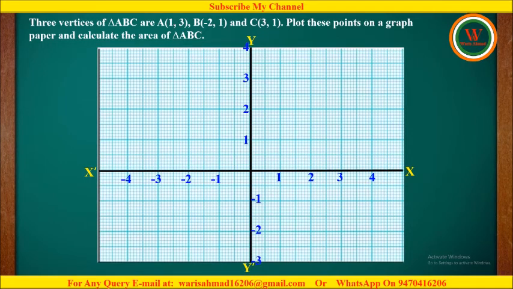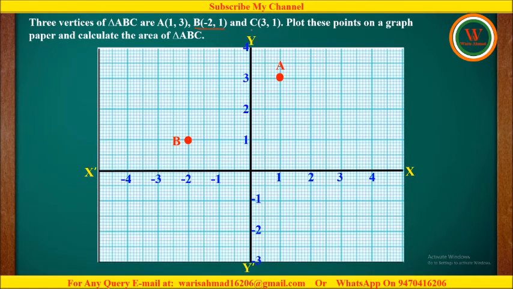Now, let us see, the very first point is A and its coordinates are 1 and 3. So the point will be here. The coordinates of this point are 1 and 3. The name of this point is A. Similarly, we take the second point, that is B, and the coordinates of this point are minus 2 and 1. Minus 2 is here, 1 is here. So the point will be here. So here we can write B.